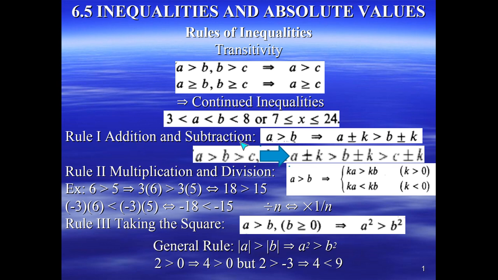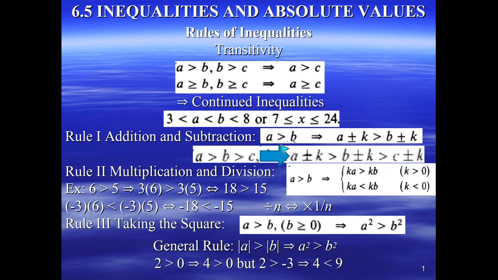Rule 1 is about addition and subtraction of inequalities. When A is greater than B, and taking just a real number k and adding it to both sides of the inequality, the inequality doesn't change. A plus k would be greater than B plus k, whatever be the k, any real number. Similarly, A minus k would be greater than B minus k. When A is greater than B and greater than C, then A plus k would be greater than B plus k, greater than C plus k. And similarly, A minus k would be greater than B minus k, greater than C minus k.